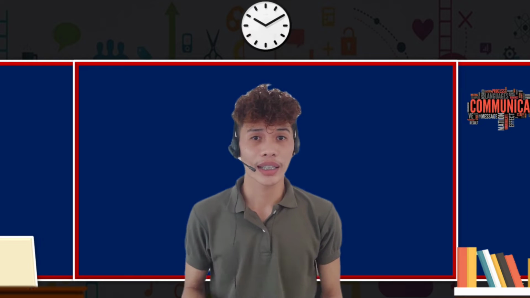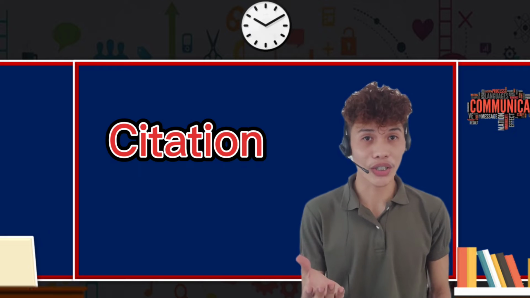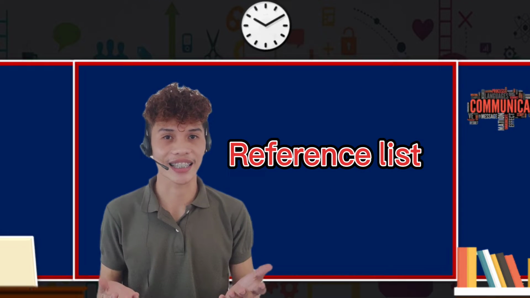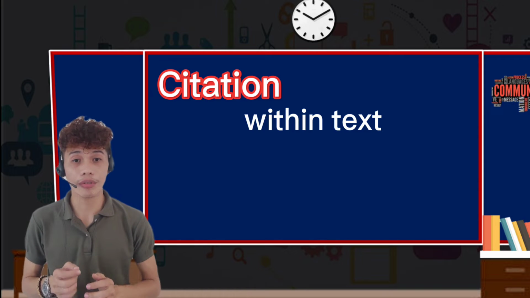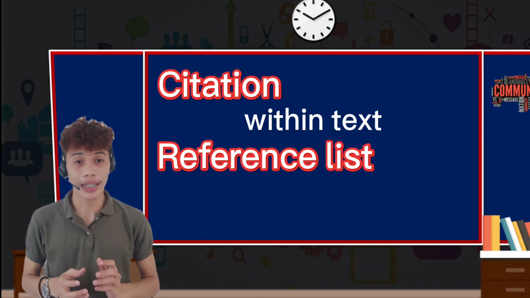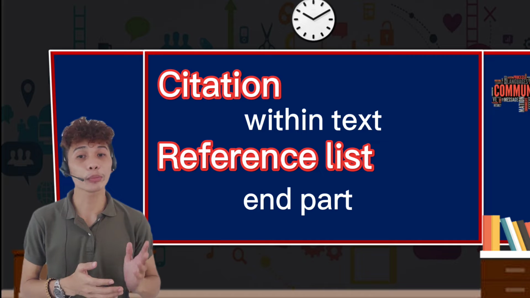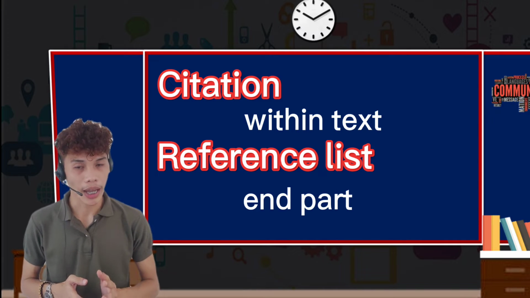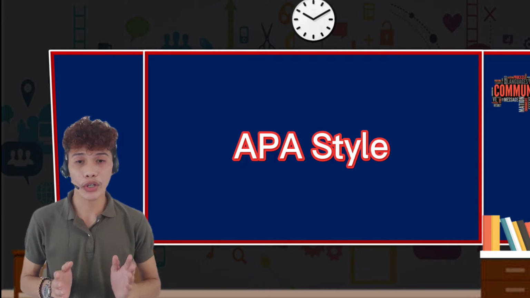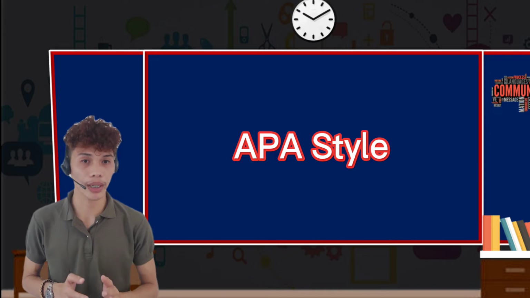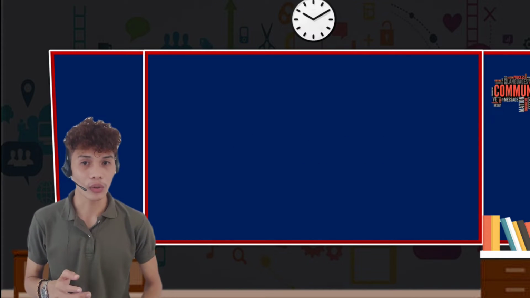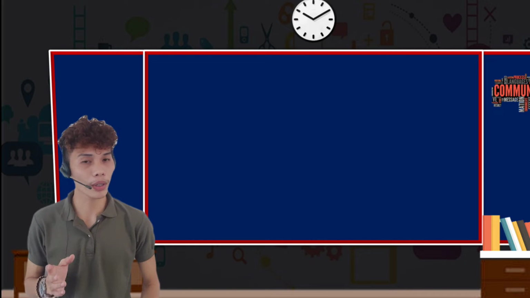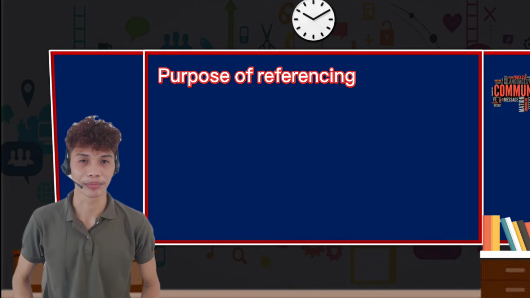Did you know that referencing has two essential parts: the citation and the reference list? Citation can be done within the text of a certain article, and the reference list is seen at the latter part of your paper. And also, the APA format is the most preferred format for the researchers in doing academic papers. Now, let's start first with the purpose of referencing.